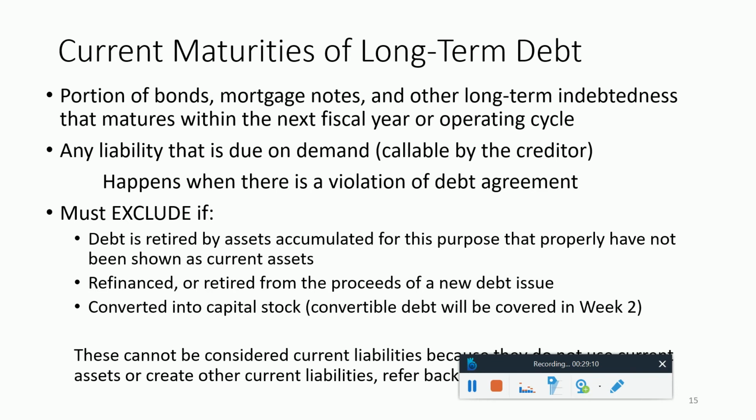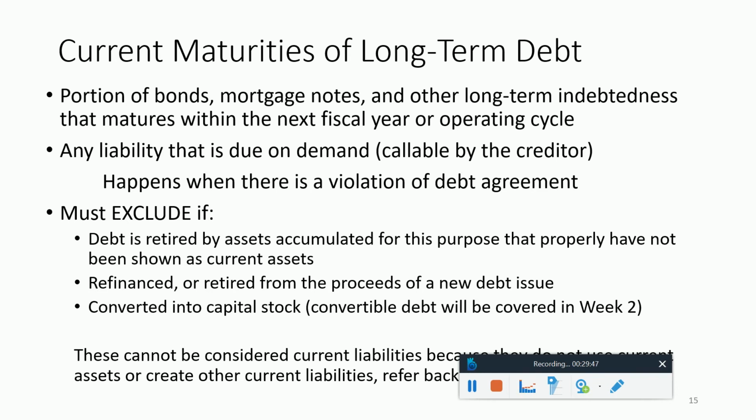Now, there are a few situations in which you are going to exclude considering your bonds or notes or other indebtedness as a current maturity. And that is if your debt is retired by assets that were accumulated for this purpose and that have not been shown as current assets. So an example of this was if you were going to retire your debt by exchanging it for some fixed assets, which we know fixed assets are a long-term asset, then you would not show your debt as current.